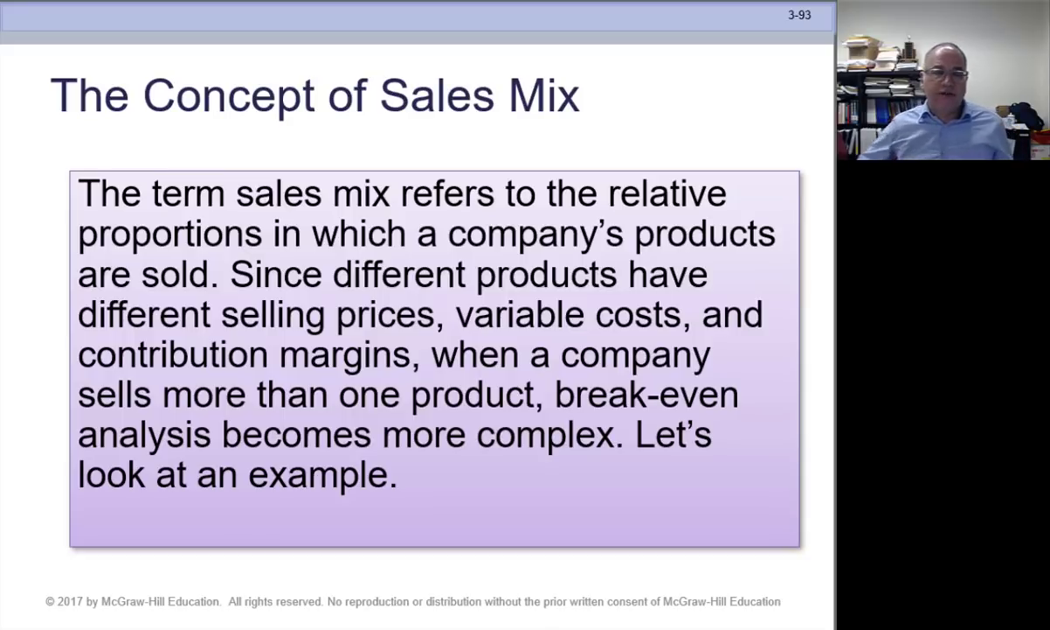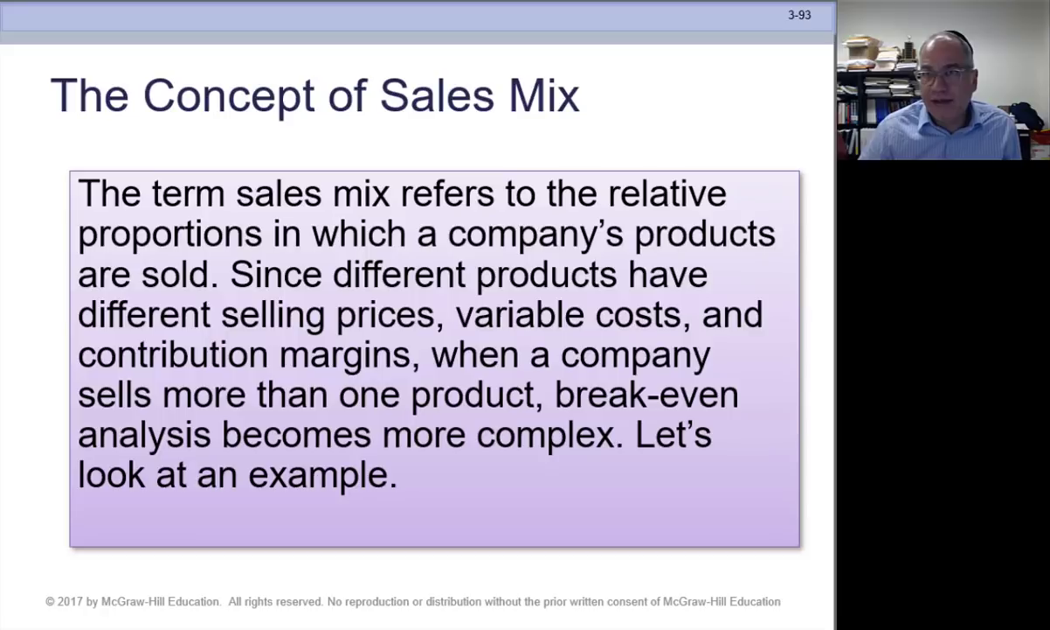So different products have different selling prices and variable costs. Most companies do not have a fixed contribution margin ratio. There are companies that just mark up everything. One example of a company like that is Costco. Costco has close to the same percentage profit margin on everything that it sells.